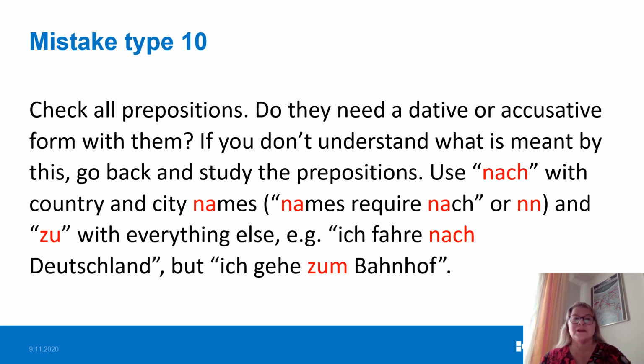And then check type 10. Check all prepositions. Do they need a dative or accusative form with them? If you have no clue what I'm talking about, then you've got to go back and study the prepositions. Use nach with country and city names. So names require nach. You can remember that rule with NN or Nana. And zu with everything else. So for instance, ich fahre nach Deutschland, but ich gehe zum Bahnhof.